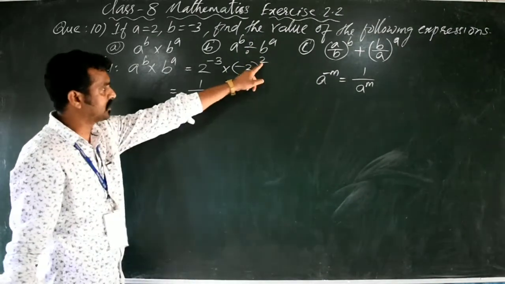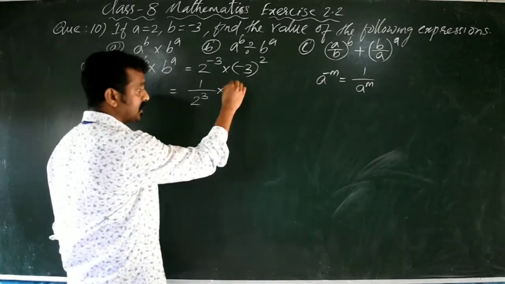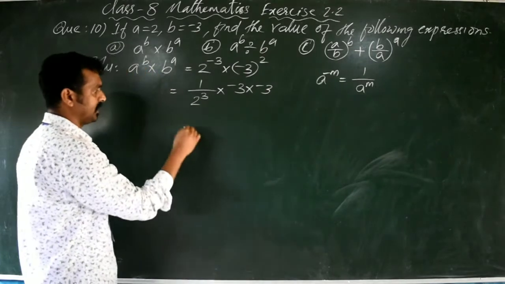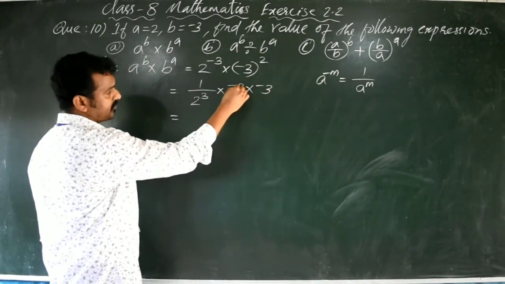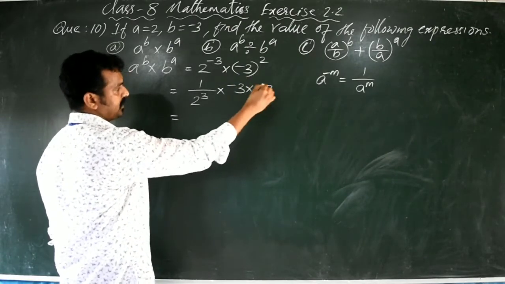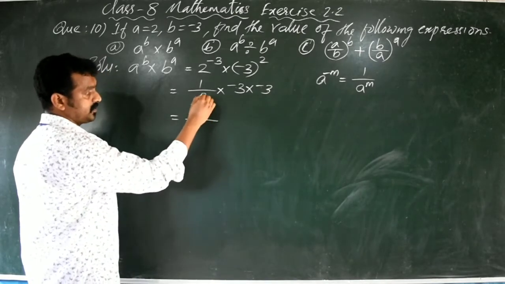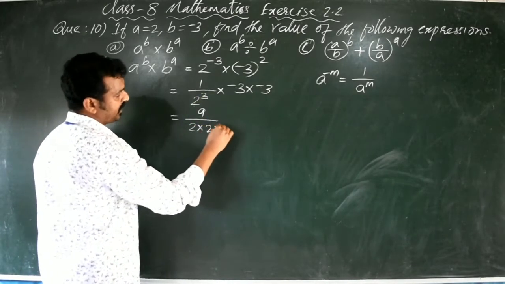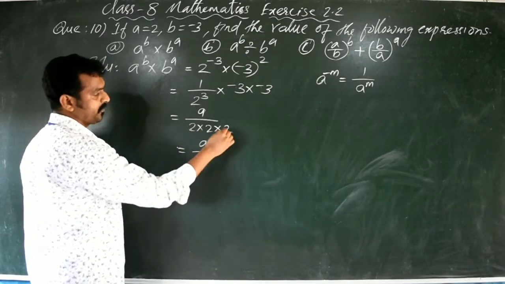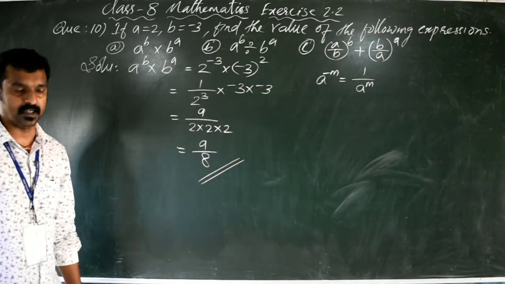It is a positive exponent, so we can multiply that. Minus 3 raised to 2 means minus 3 is multiplied 2 times, that is minus 3 into minus 3. That is equal to 1 into minus 3 into minus 3; minus into minus is plus, 3 3s are 9, divided by 2 raised to 3. 2 raised to 3 means 2 is multiplied 3 times, so 9 divided by 2 2s are 4, 4 2s are 8. So the answer is 9 divided by 8.